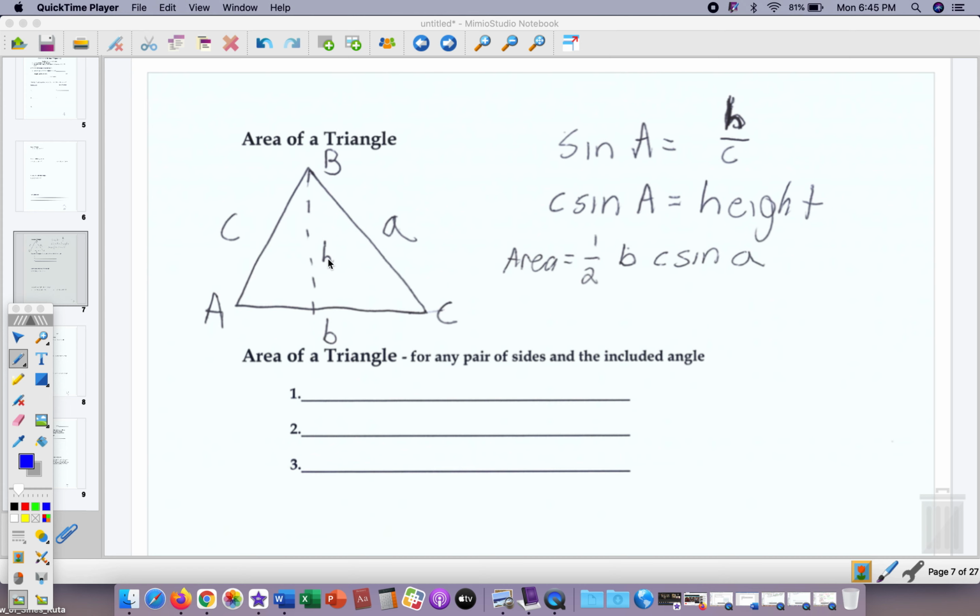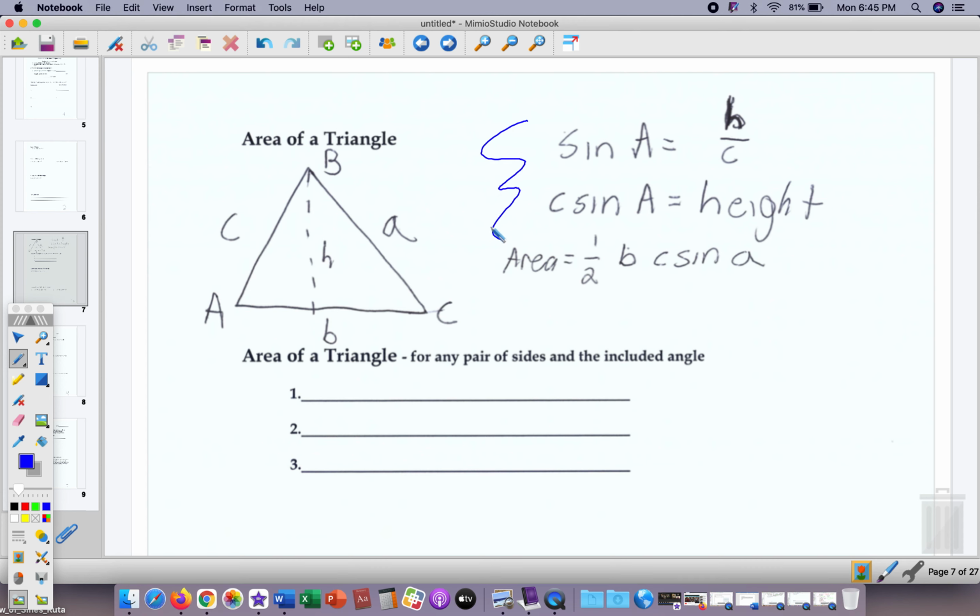Next page, we're looking at areas of non-right triangles. So over here, you see how they figure out what the formulas are going to be. You know that for triangles, the area is 1/2 base times height, right? So this represents the 1/2. This represents the base. And this represents the height. So you might say, well, how do you get C sine A?